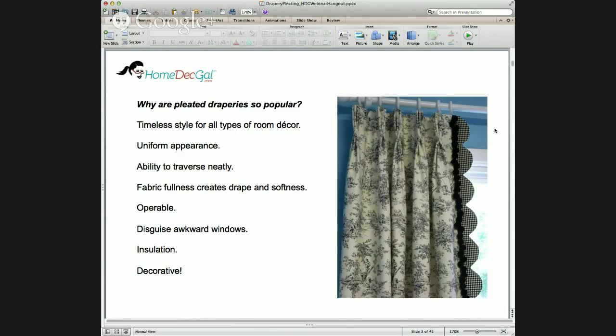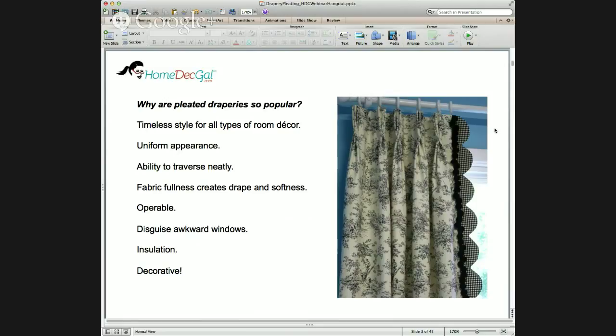Pleated draperies provide insulation. The fullness in the draperies gives extra fabric, and then when you add lining and inner lining, you really are creating superior insulation against heat and cold and against noise as well. It helps to quiet your room. And I haven't even added here that pleated draperies can control light. You can have blackout or just lined, offer privacy.